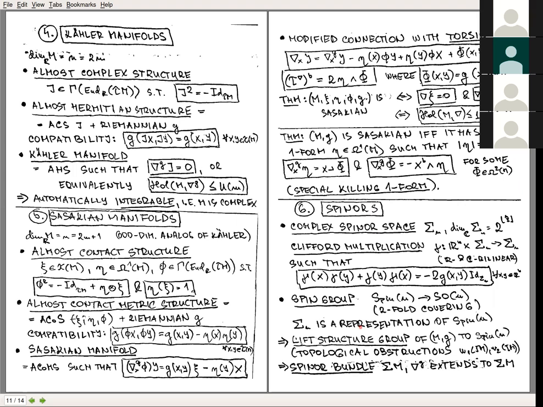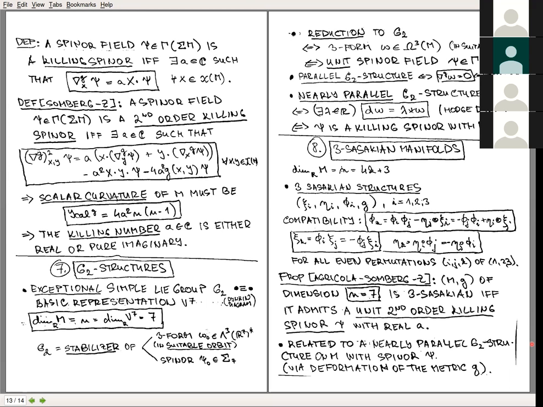So I hope everybody knows spinors. Here is just a quick recapitulation that we have some complex spinor space, Clifford multiplication, and up to some topological obstructions, we can lift all this spin structure to a Riemannian manifold. And there are interesting differential equations defining so-called Killing spinors, which is very easy: the derivative of the spinor is given by the Killing multiplication.